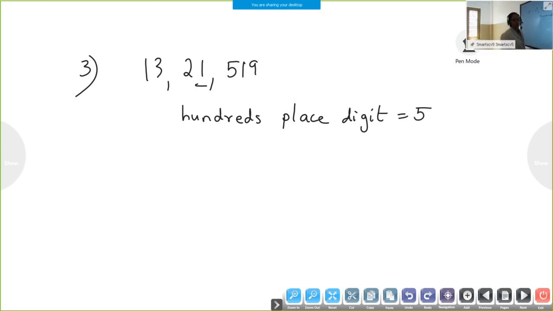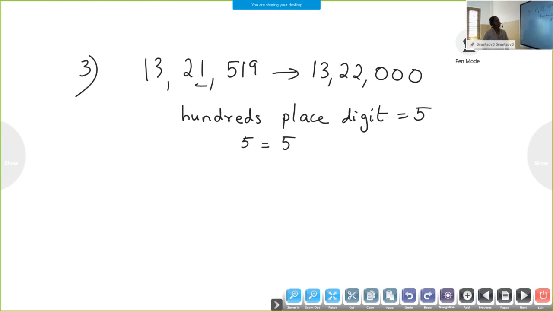If it is 5 or more, 5 is equal to 5, and if it is 5 or more, what do we have to do? We have to add 1 to the digit in the thousands place. So it becomes 13 lakh, 1 becomes 2, and then the remaining digits you put as 0. Is that clear? So 13,21,519 rounded off to the nearest 1000 is 13,22,000. Is that clear?